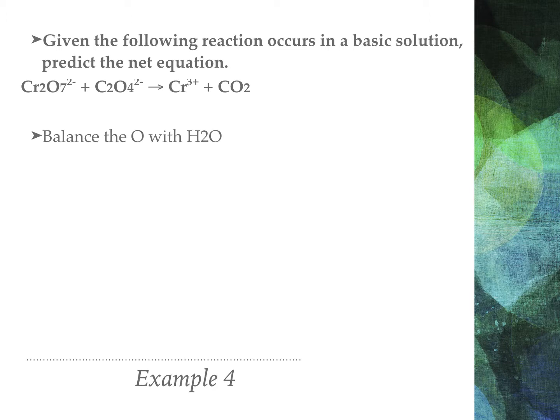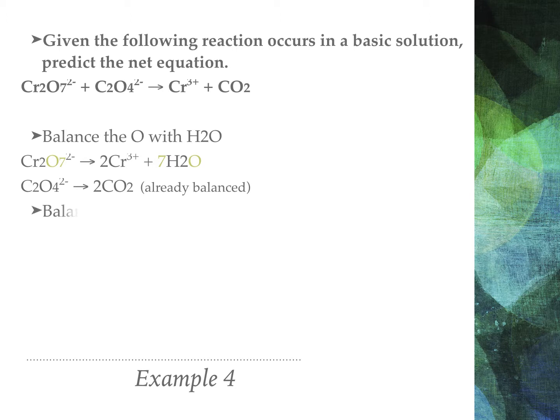Now we can balance the oxygen atoms on both sides. In the first half reaction, we have 7 oxygen atoms on the left side. Hence, we need to add 7 molecules of water to the right side. In the second reaction, as the oxygen atoms are already balanced, there's no need to change anything.